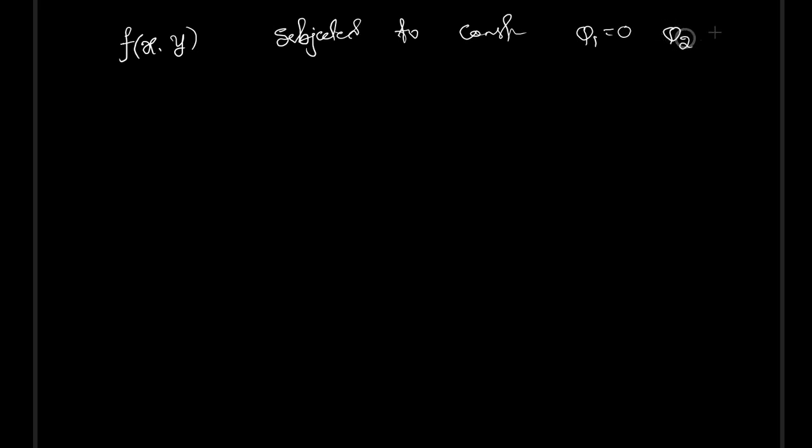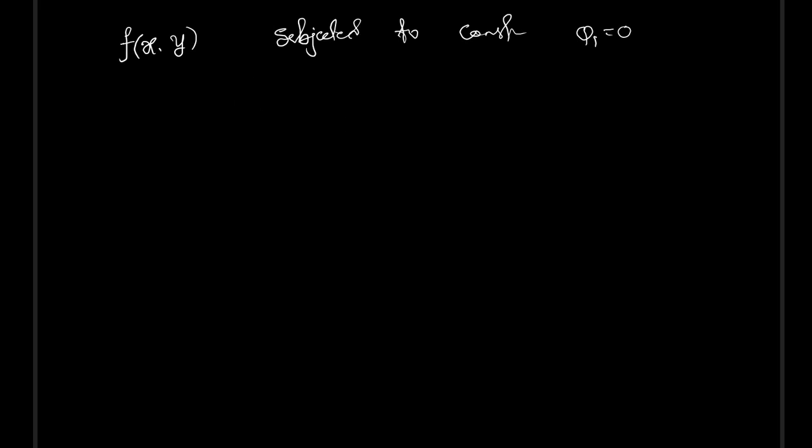In Lagrange multipliers, the problem is to maximize or minimize this function subject to the constraint, maybe phi 1 equal to 0 or phi 2 equal to 0. You can have more than one constraint also. Let me talk about one constraint first. Later we will think about more constraints.